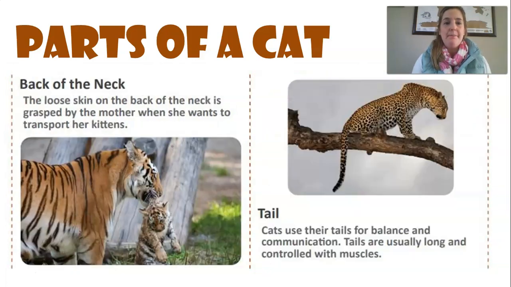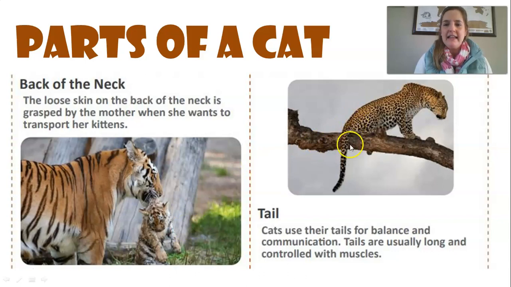or when they jump. Okay, at the back of the neck, young cats have loose skin and the moms can pick them up like that. Now, if you look at this picture, you might think, shame, she's hurting him. But she's not. She's picking him up by his loose skin on the back of his neck.